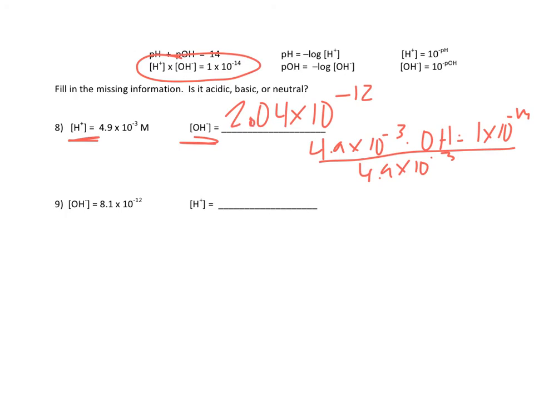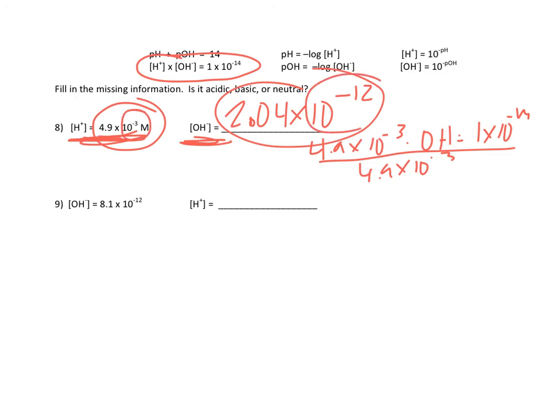Now, is this acidic, basic, or neutral? I could calculate the pH with this number to do that, but another way to figure out if it's acidic or basic is to compare H plus to OH and say which one's bigger. This number is bigger than this number, not because of the 4.9, but because of the negative 3. 10 to the negative 3 is bigger than 10 to the negative 12. So there's more H+, and remember H+ is the active ingredient in an acid. So this is acidic.